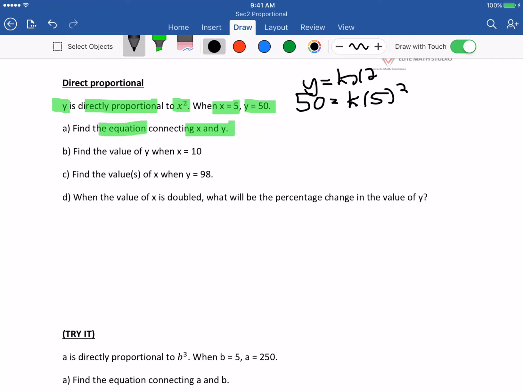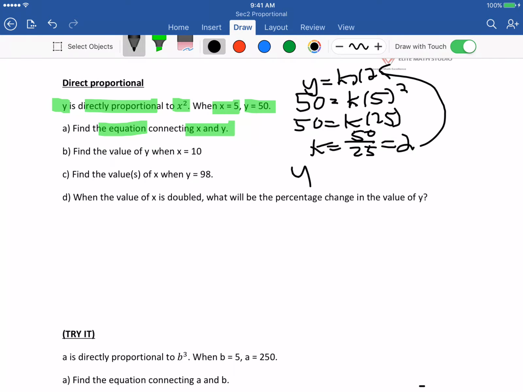So what's the value of 5 square? We take 50 equals k bracket 25. So how to find k? K will be equal to 50 over 25, which is equal to 2. So knowing that k equals 2, what I need to do is sub k equals 2 back into your equation. So the equation should read as y equals 2x squared. That's the answer.